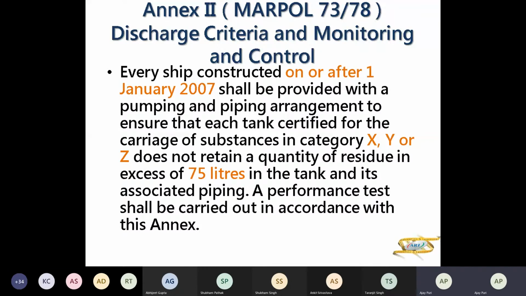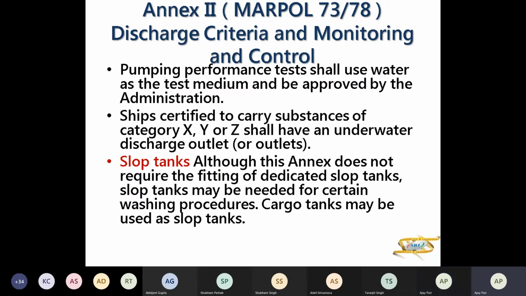Now for the recent ones, all ships after 1st January 2007 will have the pumping and piping arrangements so that for category X, Y, and Z, they do not retain more than 75 liters of residue along with the pipeline. And accordingly, a performance test will be carried out. The contents will be mentioned in your P&A manual. So this performance test uses fresh water as test medium and should be approved by your flag state. And ships carrying X, Y, and Z should have an underwater discharge.